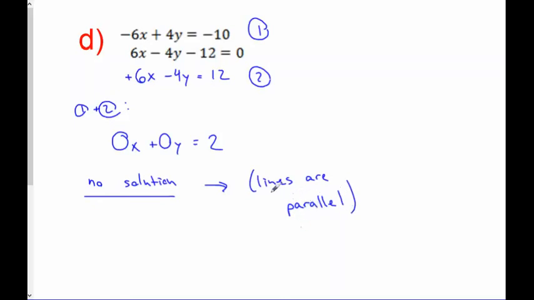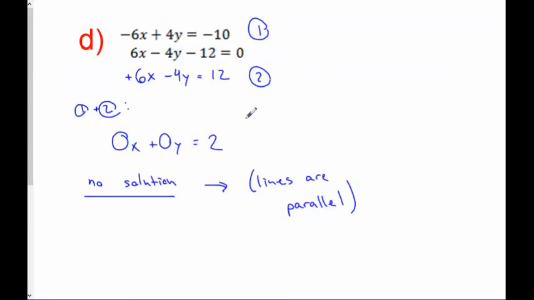Right, those two lines will never cross anywhere because there's no values I can sub in for x or y here that would make 0x plus 0y equal to 2. If you don't believe me, you could also try graphing these two equations in something like Desmos and see what you get. But if you do trust me, you'll hopefully see that these would be parallel lines and they will not cross.